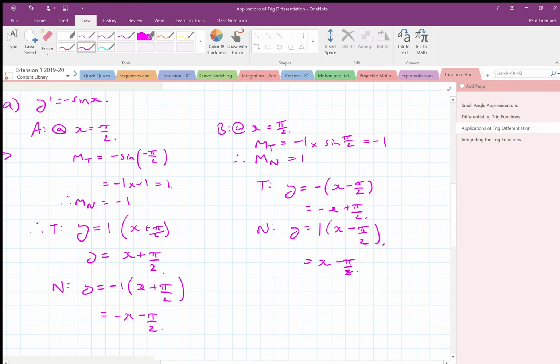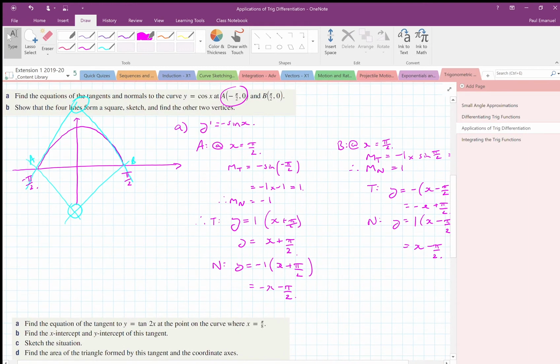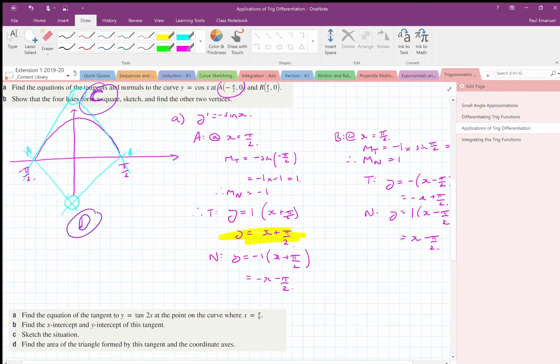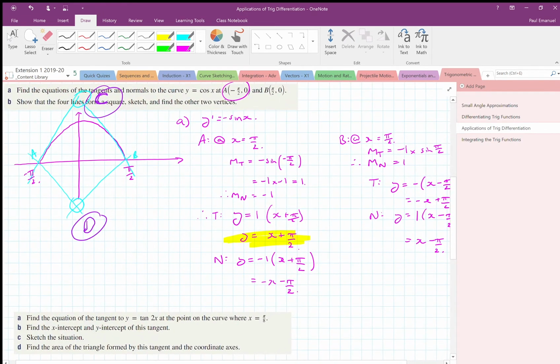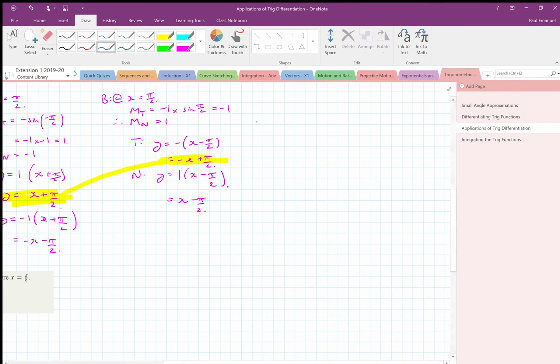So they're clearly all perpendicular, and we basically need to work out where the lines meet. Okay, so I'm going to call this point here point C. So to find C, that's the tangent at A, so that's this line here, and that's the tangent at B, so that's this line here. So these two give us the coordinates for C.